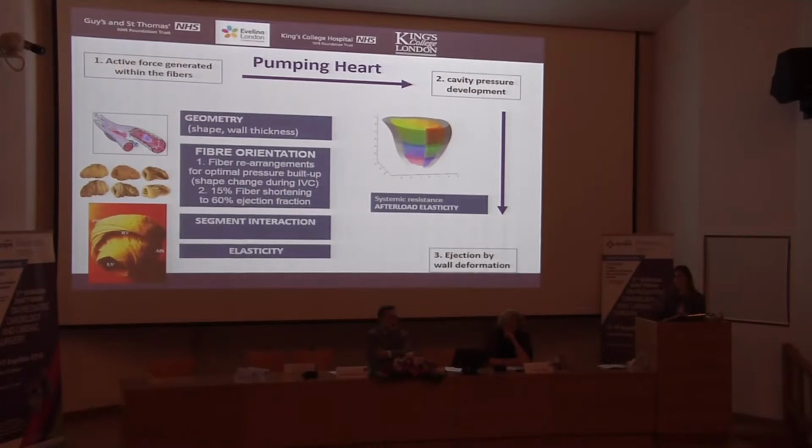Now, in order to have the appropriate transmission of the force, we need several parameters to work properly. This is the geometry of the ventricle. We know that the left ventricle has an ellipsoid appearance, whilst the right ventricle has a crescent shape. This reflects the different hemodynamics and the different pressures in the two ventricles. The fiber orientation is different, and actually we can achieve 60% ejection fraction in the LV by only having 15% fiber shortening.